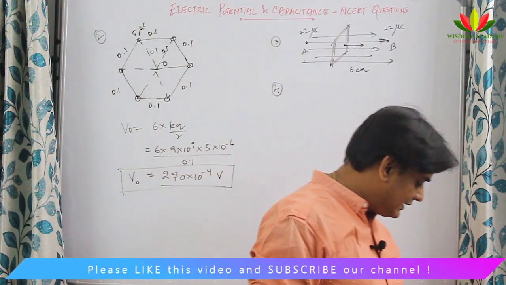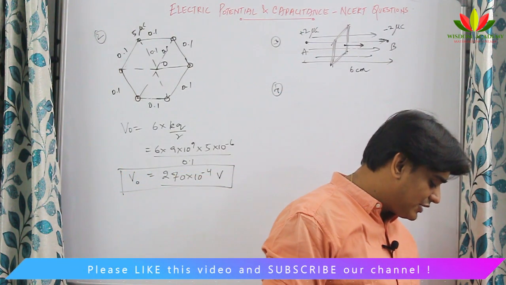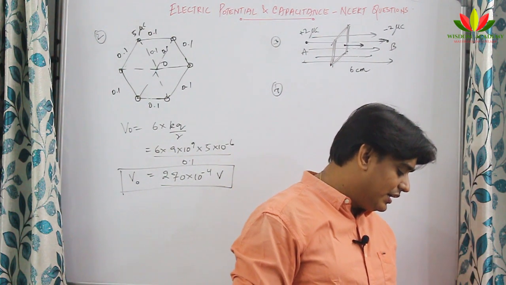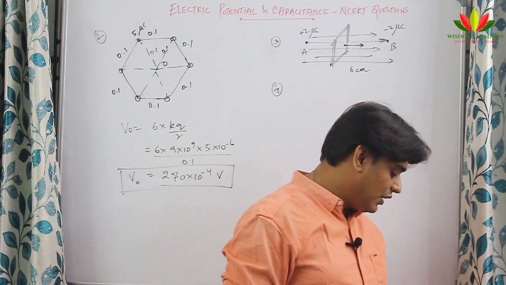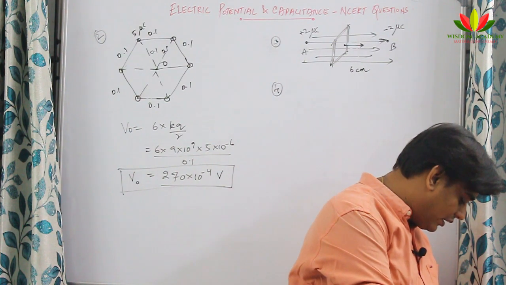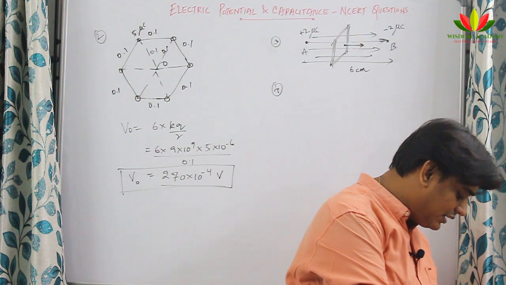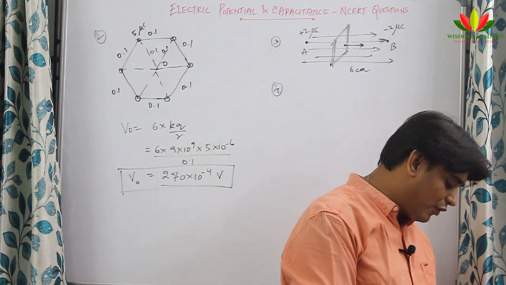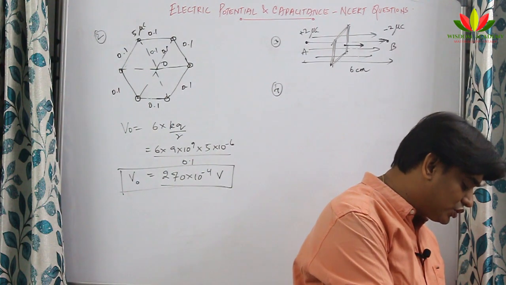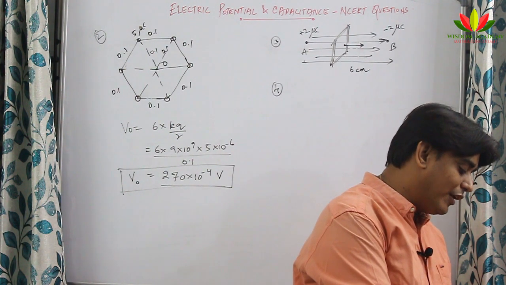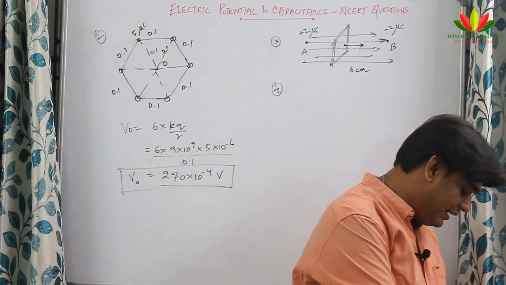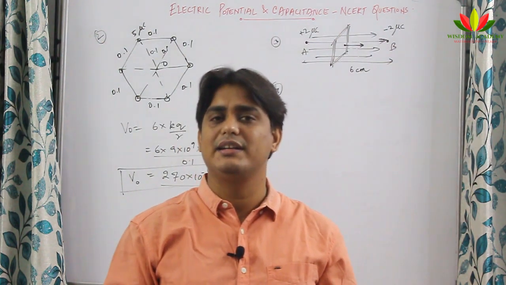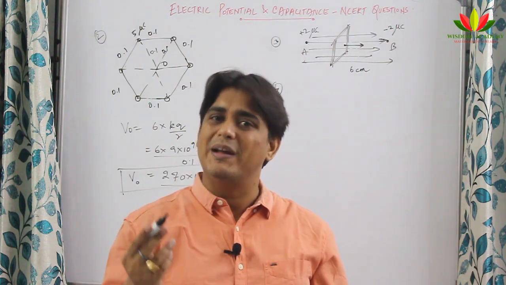Question number 4 says that a spherical capacitor of radius 12 centimeter has a charge of 1.6 into 10 to the power minus 7 coulomb distributed uniformly on its surface. What is the electric field, first inside this sphere, second just outside this sphere, and third at a point 18 centimeter from the center of the sphere? About the electric field, we have already discussed in the previous chapter. What is the electric field? It is K into Q by R square.